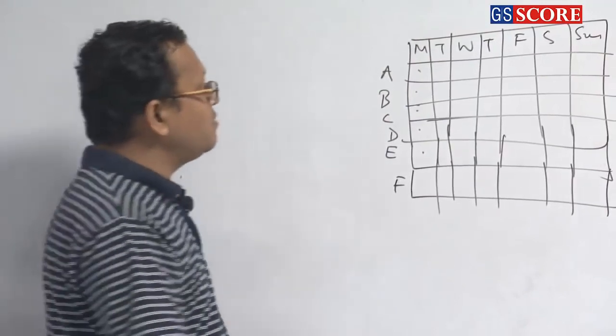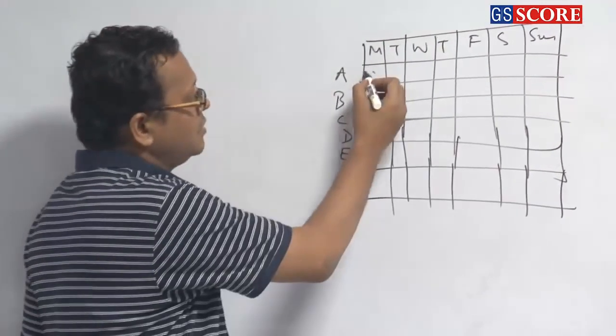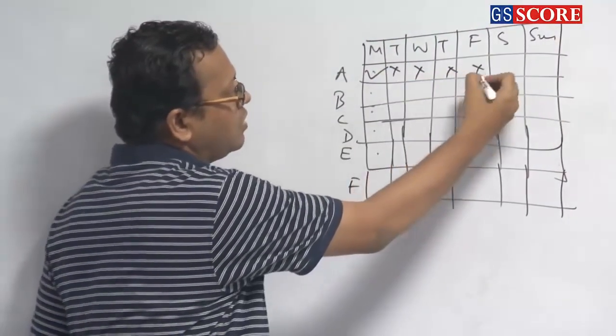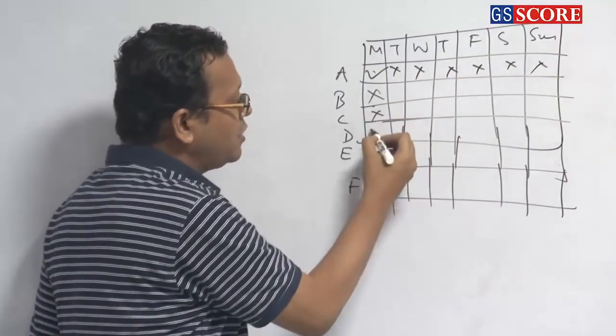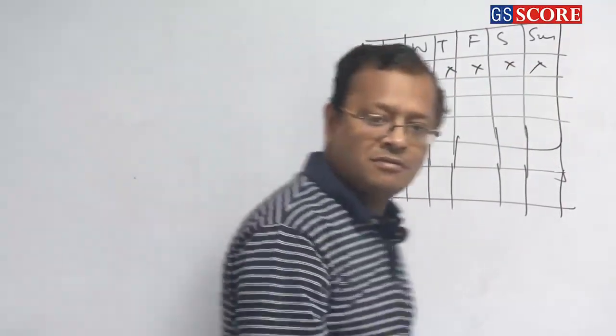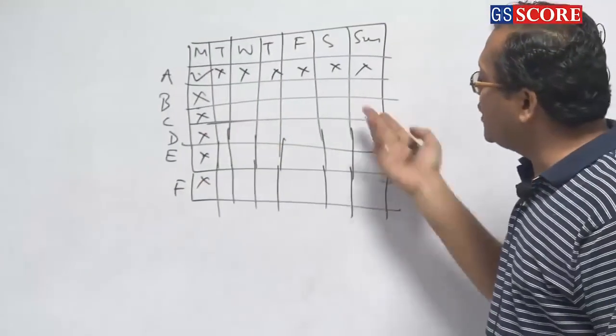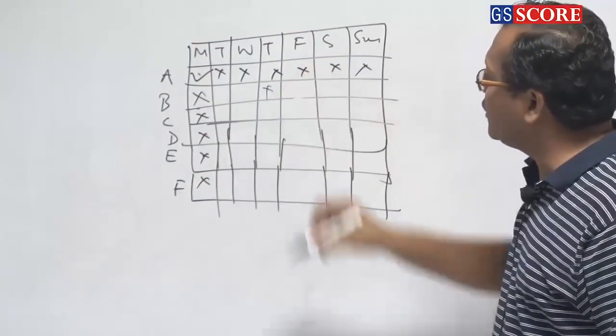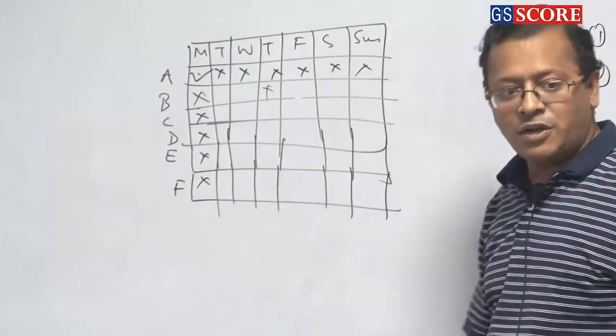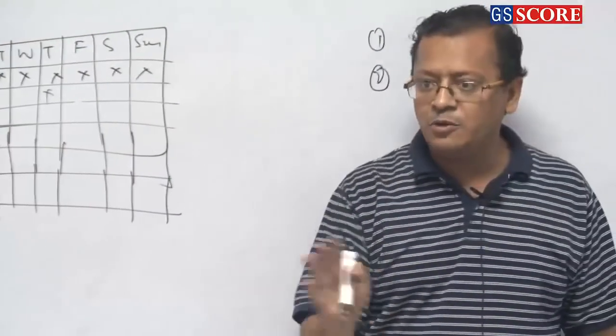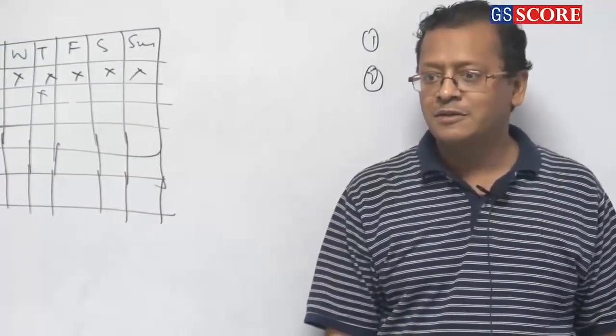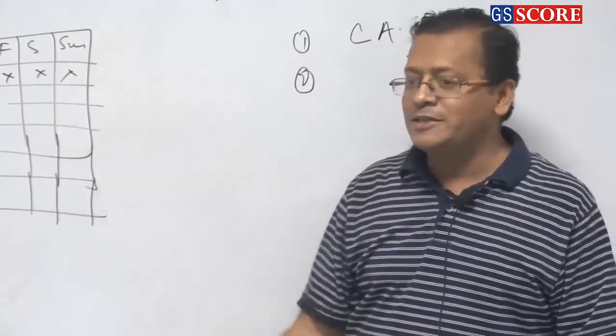So if A teaches on Monday, then this will all be cross and this will all be cross. B does not teach on, say, Tuesday, you make it cross straight away. You can use the tick cross method, you will be able to solve questions like this. Right? A question similar to this is something like this.